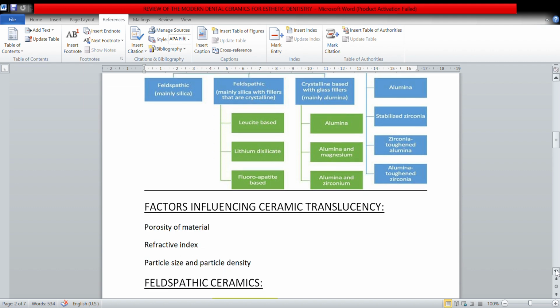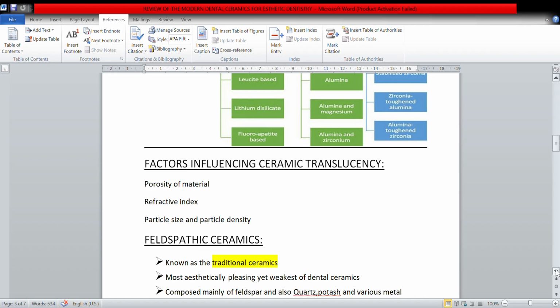So, what are the factors that influence ceramic translucency? It includes porosity of the material, refractive index, and the third one is particle size and particle density.